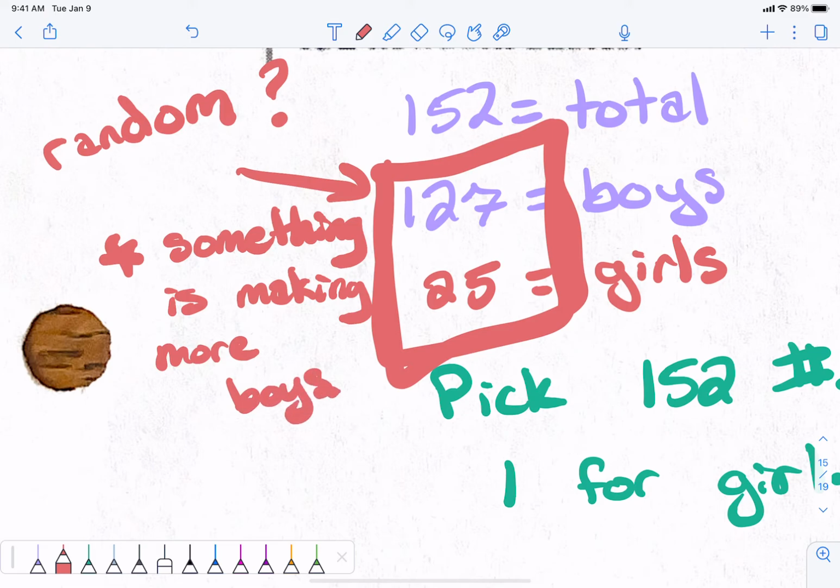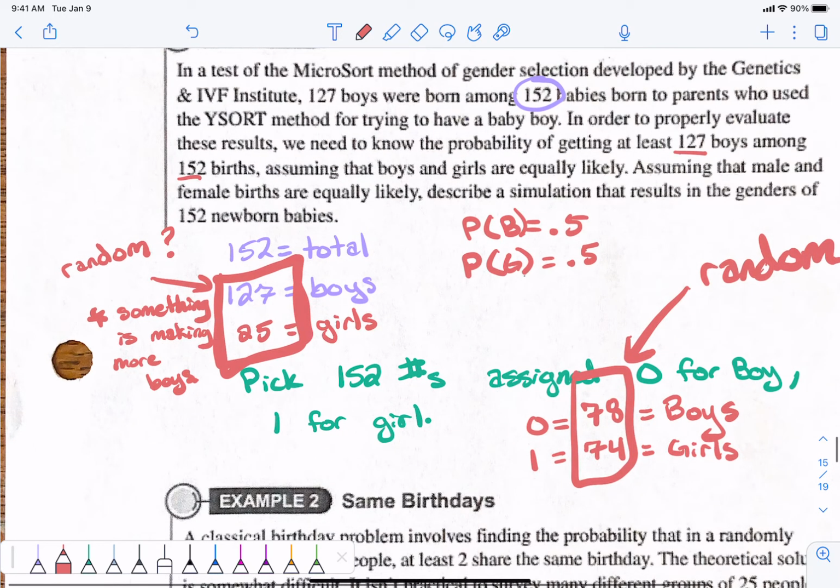So the mom is taking something, or something is working. Whatever supplement they're giving these moms is making them produce boys more often than girls. Because randomly, I don't think we're ever going to get a 127-25 split. It's going to be more even than that. Make sense? Okay, let's go down to the next one.